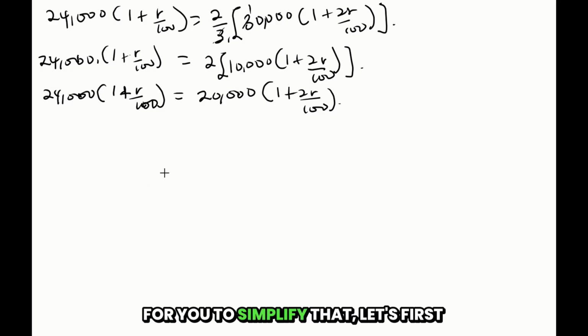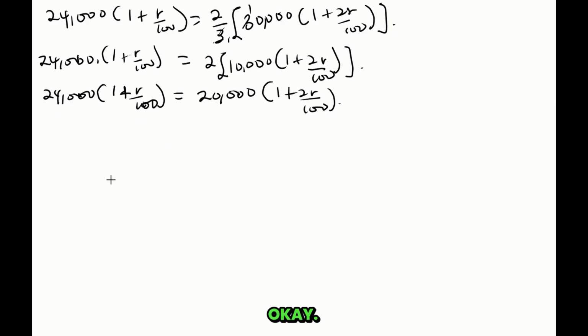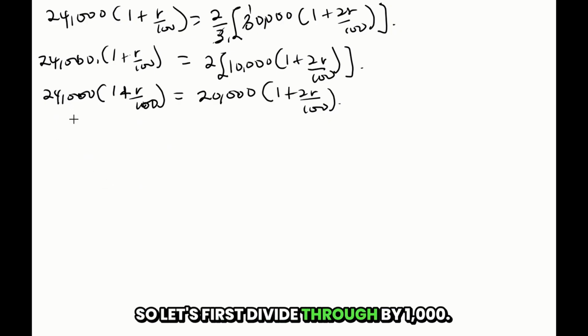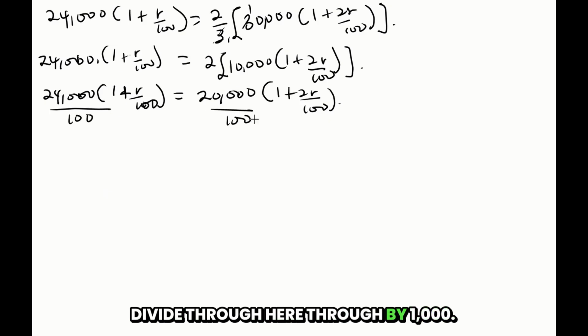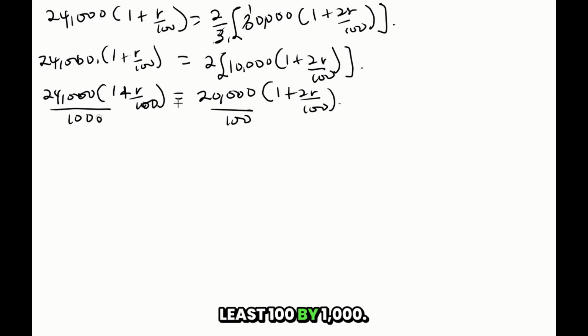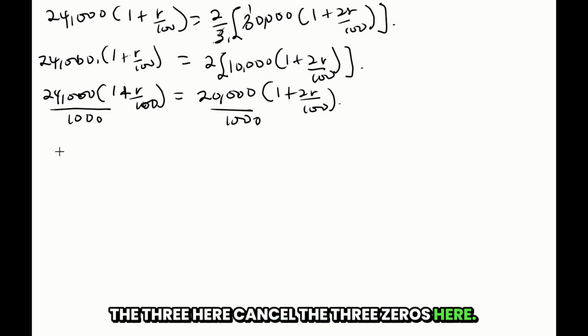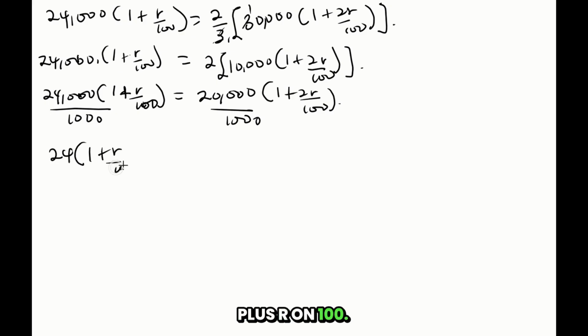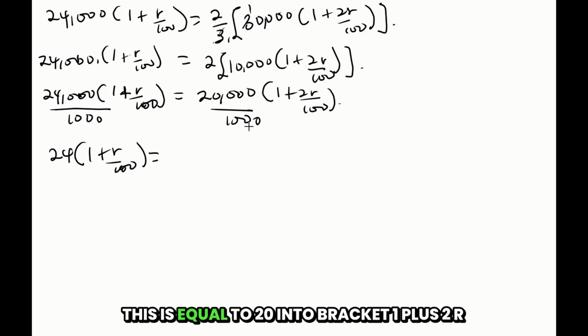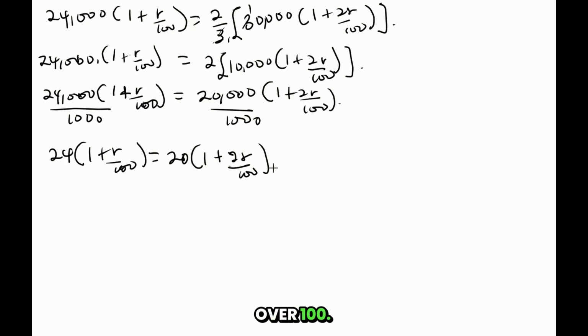For you to simplify that, let's first divide through by 1,000. So we divide through here by 1,000, and here by 1,000. So what does that mean? The 3 zeros cancel. So you're left with 24 into bracket 1 plus R over 100 is equal to 20 into bracket 1 plus 2R over 100.